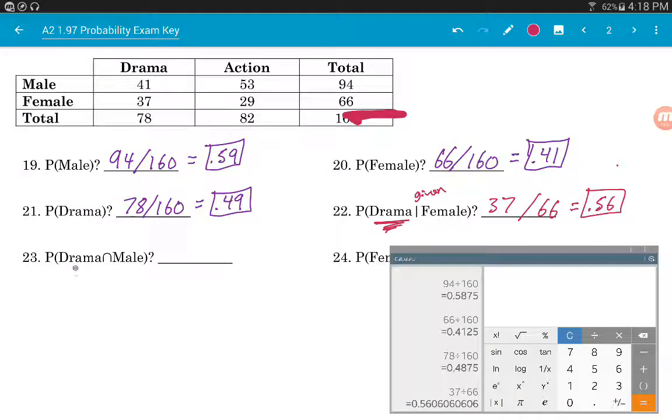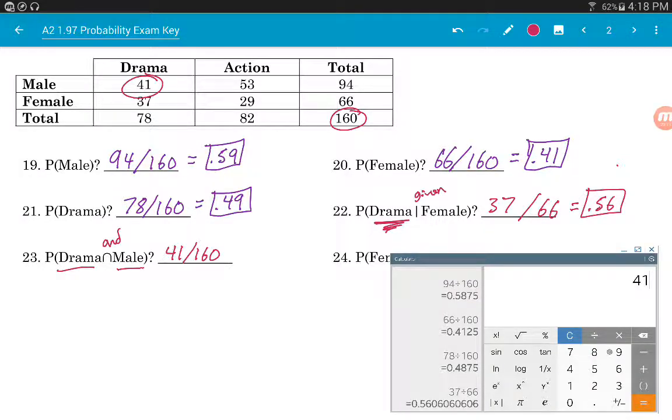So 23, the probability of drama and male. So remember, this is and. So the probability of somebody being a fan of drama and being male. So here's the drama people, here's the males, and these are the people who are both. 41 out of 160. And 41 divided by 160 is 0.26.